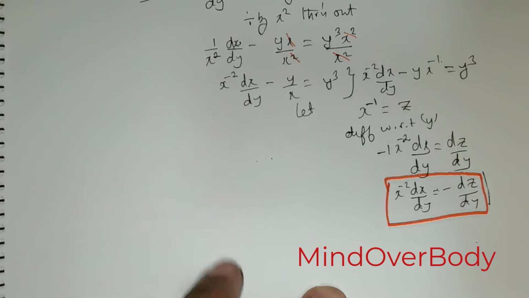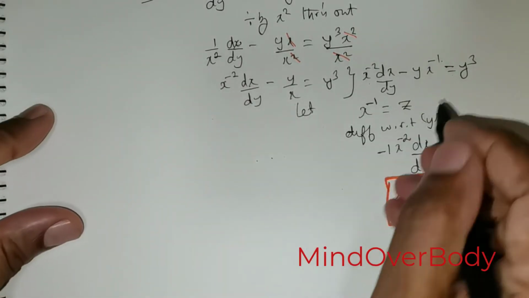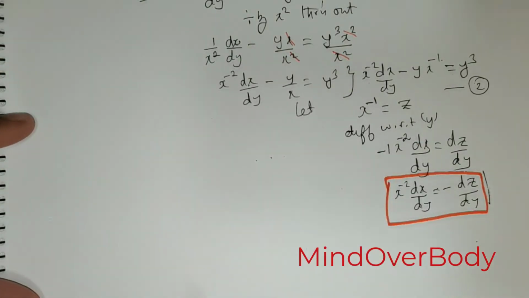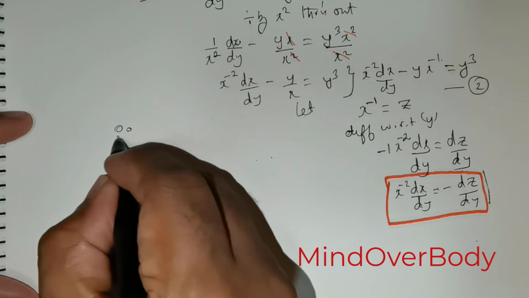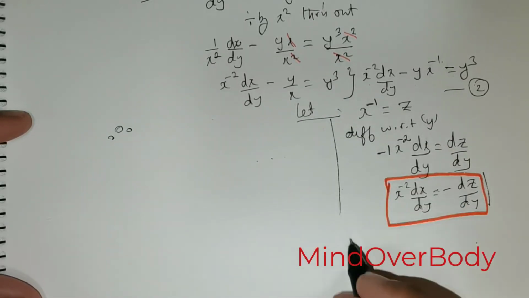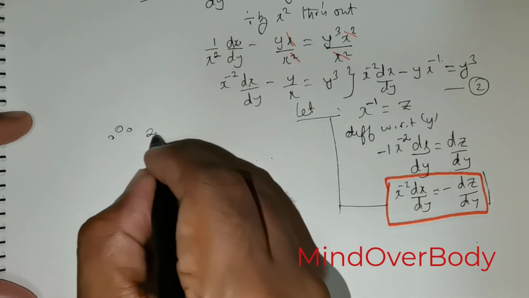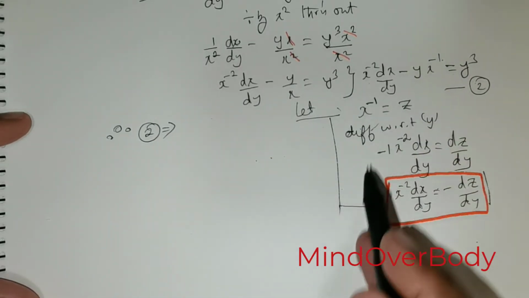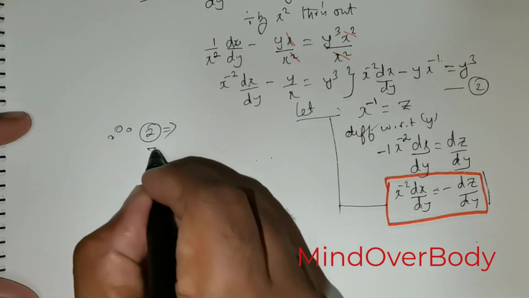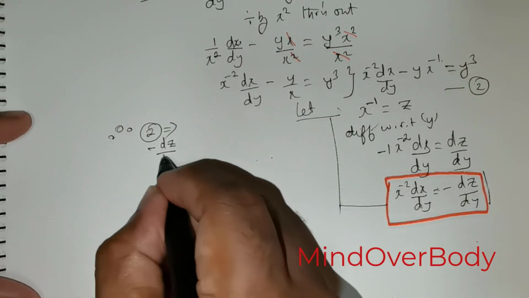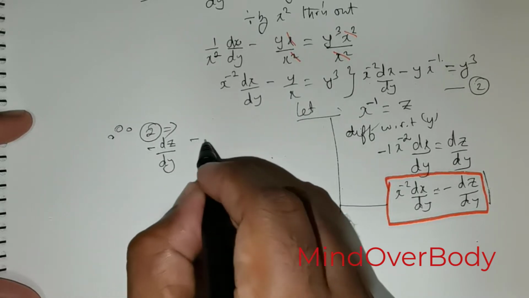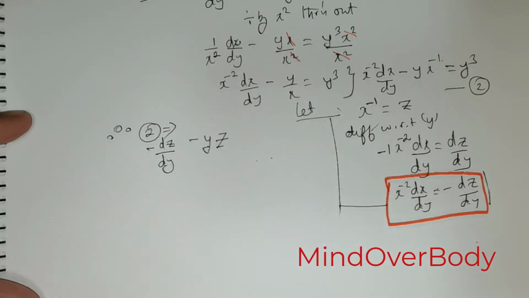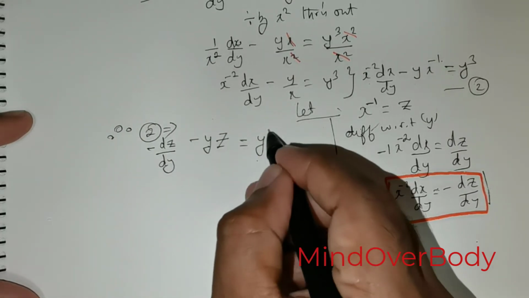I can now take this and make the substitution. So what I would do is take this as 2 and rewrite this. Therefore, in place of x raised to the power of negative 2 dx over dy, I would be substituting negative dz over dy, followed by negative y times, in place of x to the power of negative 1, this is going to be z, and that's going to be y cubed.